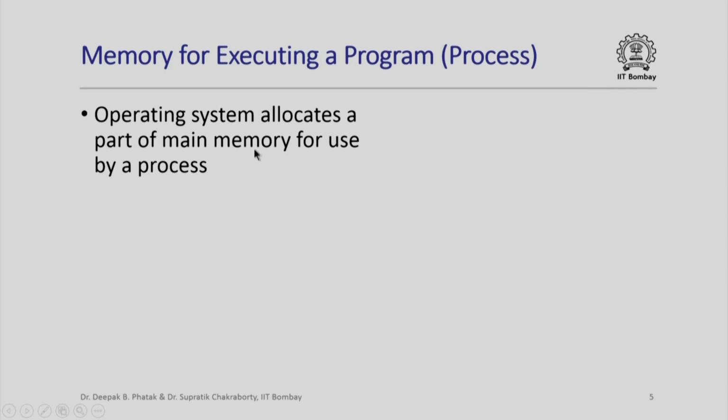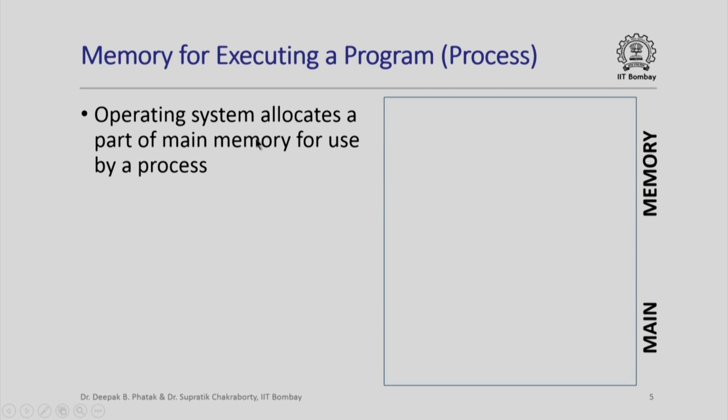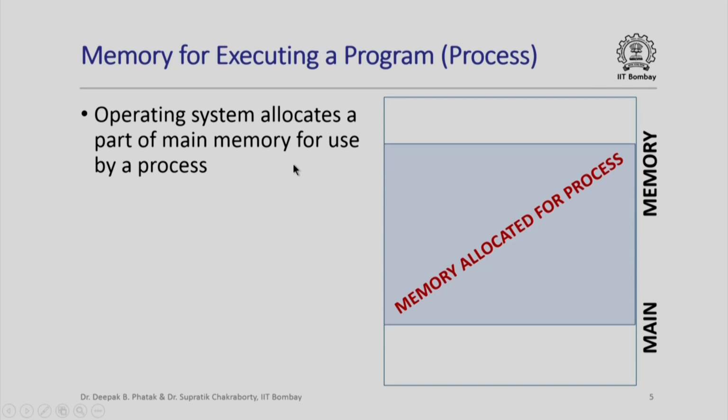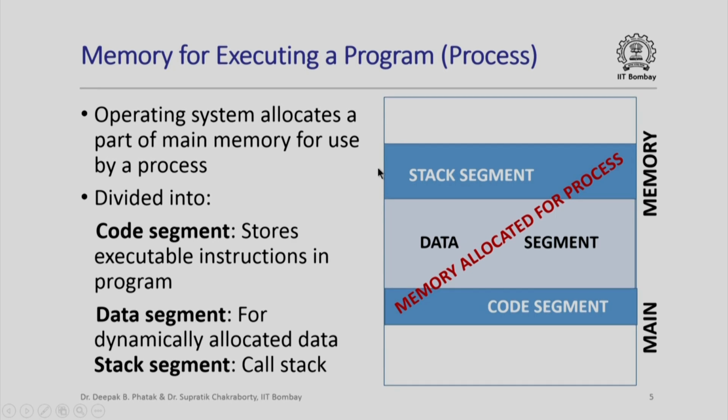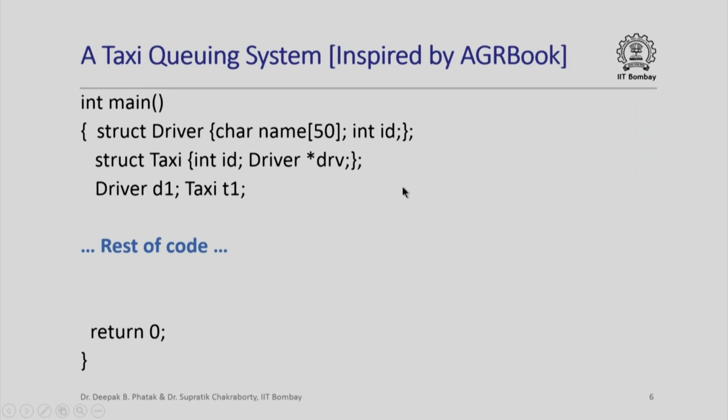Let's quickly recall what memory for a program in execution, or a running process, looks like. The operating system is going to allocate a part of the main memory for use by the process, and this part in turn is going to be divided into three segments: the code segment for storing executable instructions, the data segment for dynamically allocated memory, and the stack segment for storing the call stack. Let's see how this memory layout might look for a simple program like this.